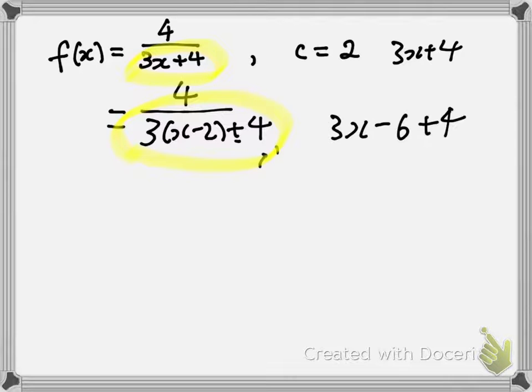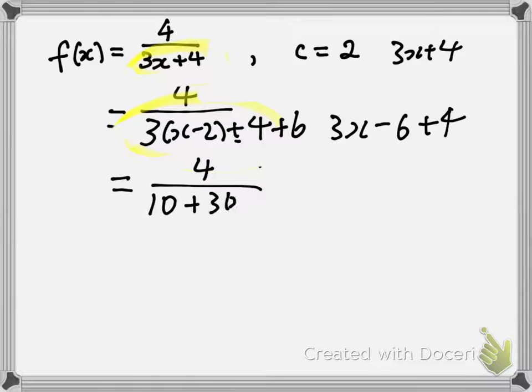So to compensate the negative 6 that was formed because we wanted to have an x minus 2, we have to add a 6. That's a very important part because if you do not know what to add or what to subtract, you will never get this correct. So now, this rational function can be rewritten as 4 over 10 plus 3 times x minus 2.